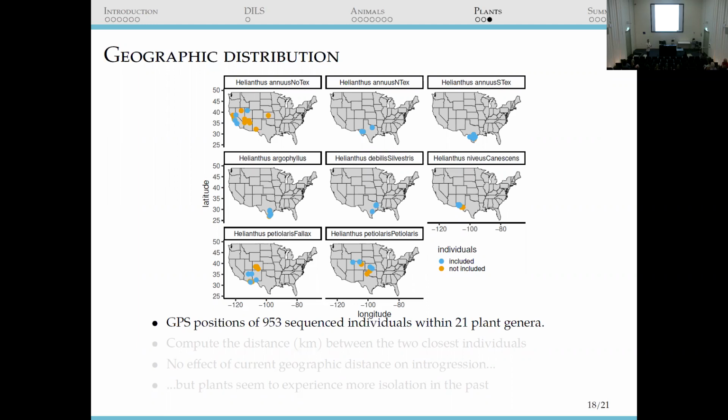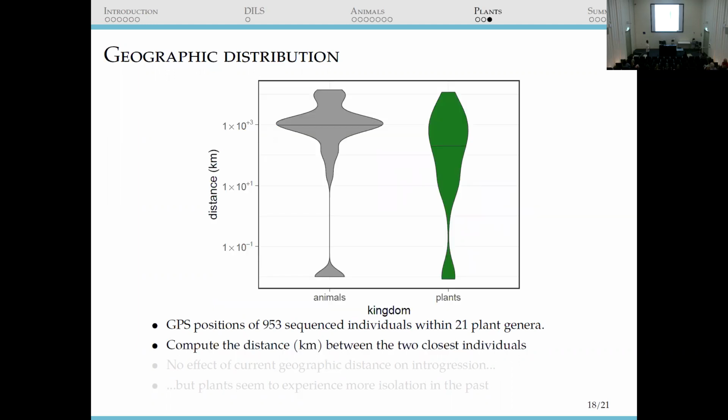And we did that for plants and for animals. Like that, we can get the distribution of geographic distances. In gray, the geographic distance in animals, here in plants, and here it's in kilometers. So they are not the same. They are significantly different, but not in the expected direction. We have more isolation in plants, but plants, on average, are much closer. So it's not an artifact of the geographic distance. We observe less migration in plants, even if plants are geographically closer than animals.